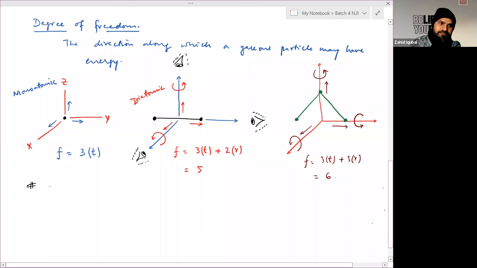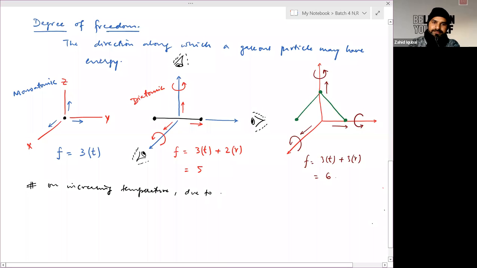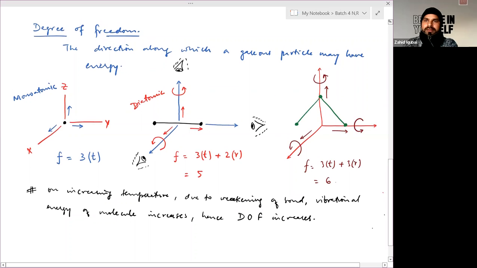So just 1 minute. On increasing temperature, due to weakening of bond, vibrational energy of molecule increases, hence degree of freedom increases. Just write it down till this part first.